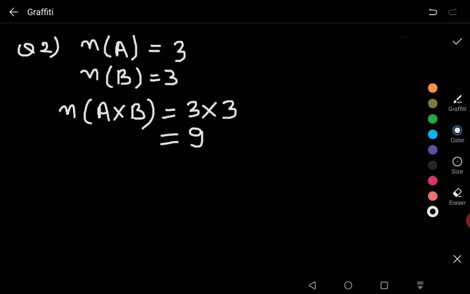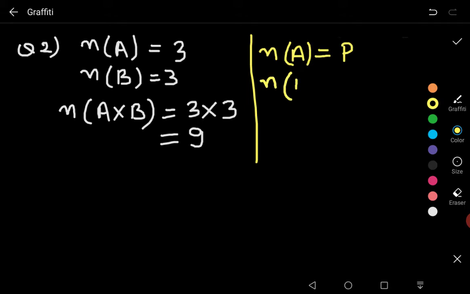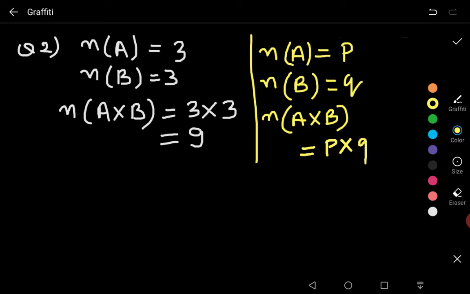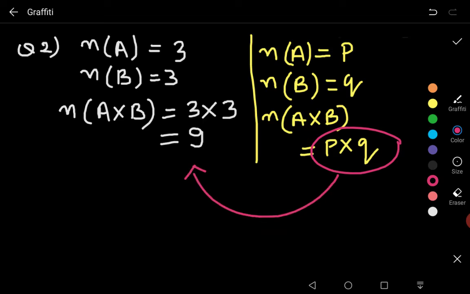As you all know that, if we take the number of elements in set A as P in general, I'm telling you, and if you have the number of elements in B as Q, then the number of elements in A cross B will be P into Q. So always remember this. So by using this, yes, we can say that the number of elements in the Cartesian product of A and B will be 9. Let's go to the next question, that is question number 3.